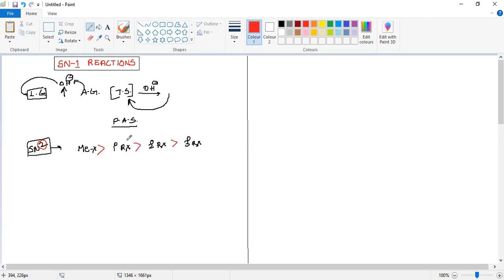But what about SN1? In SN1 it is the opposite. The smaller one is less reactive, and the larger one will be more reactive. So the bigger value has higher reactivity, in this order. Okay? Now we are going to start the SN1 reaction. Clear?